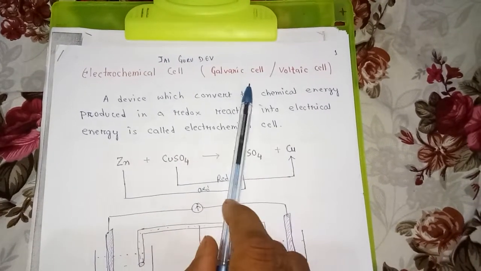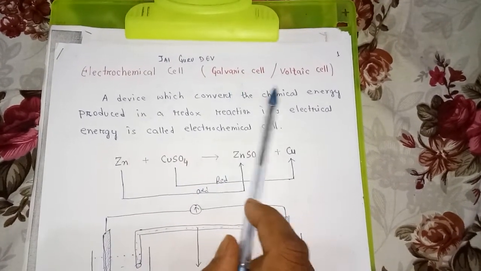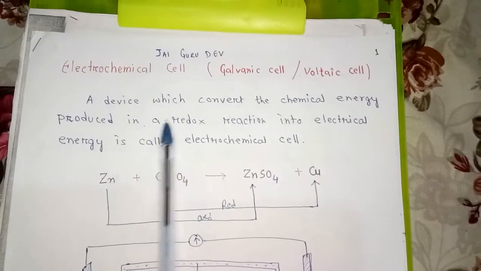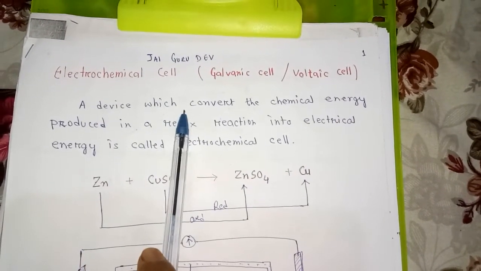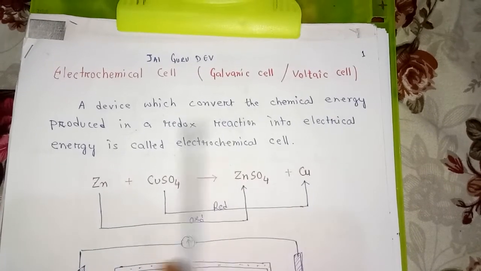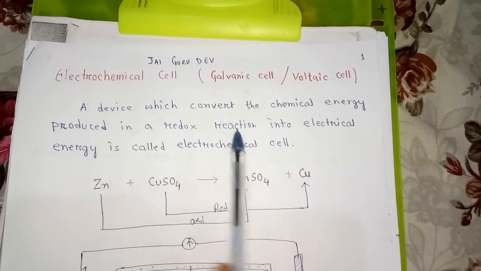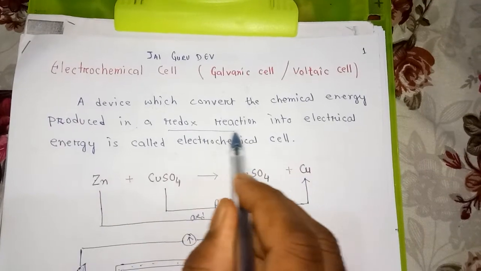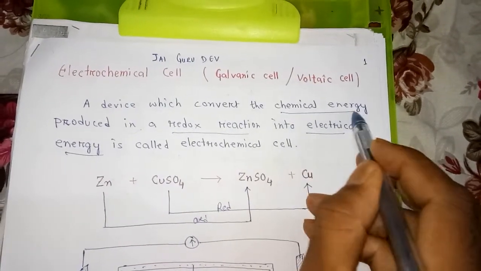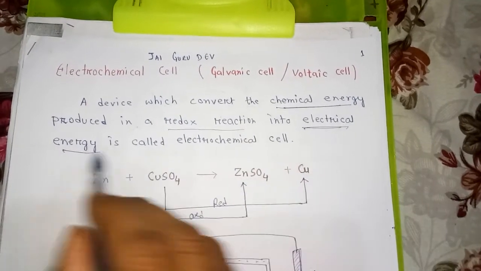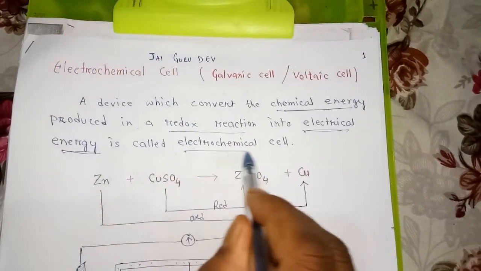Today we will start the electrochemical cell, which can also be called a galvanic cell or voltaic cell. So what is an electrochemical cell? First of all, it is a device which converts the chemical energy produced in a redox reaction into electrical energy. So from chemical energy we are getting electrical energy. This type of cell is called an electrochemical cell.